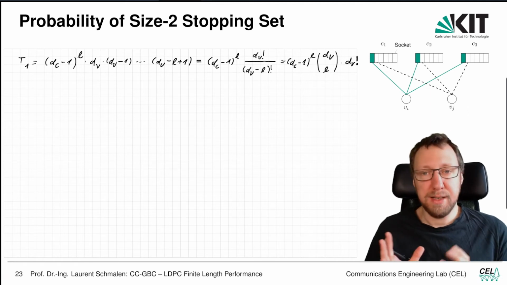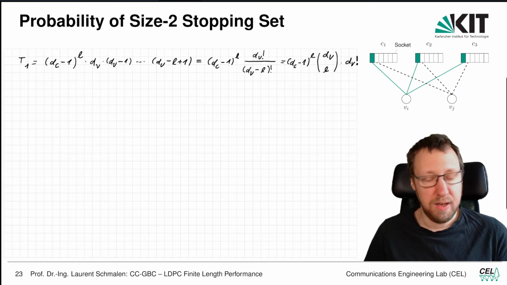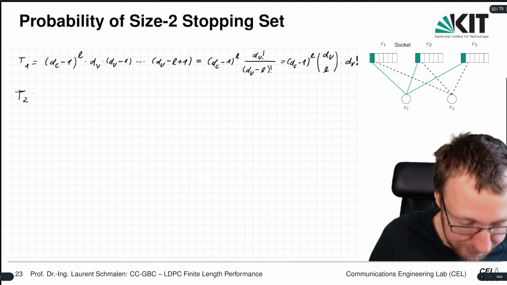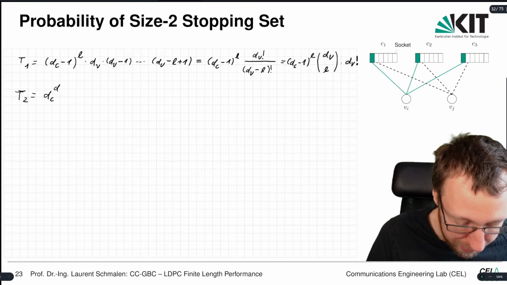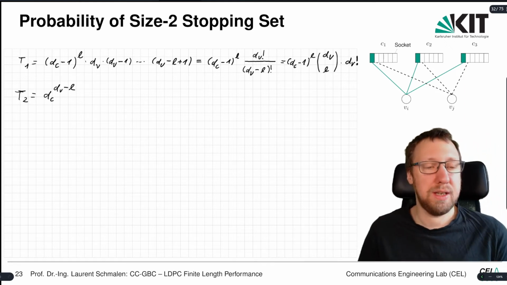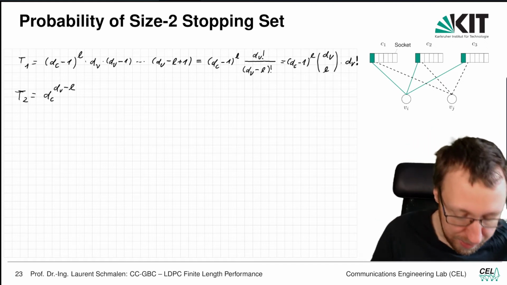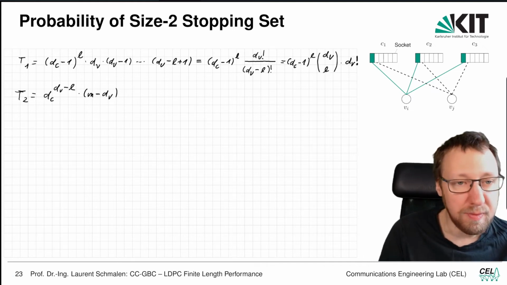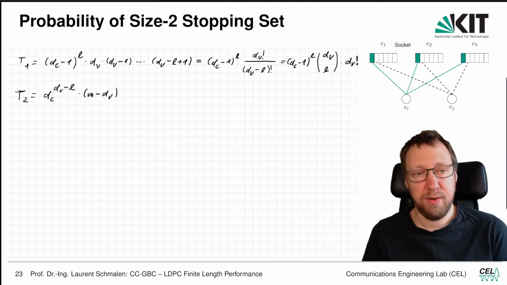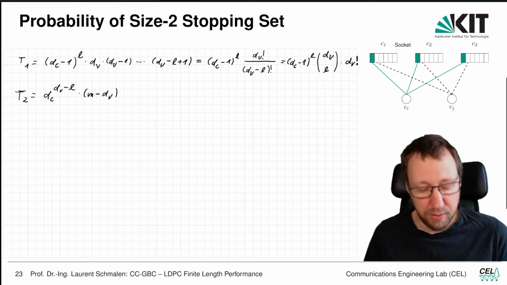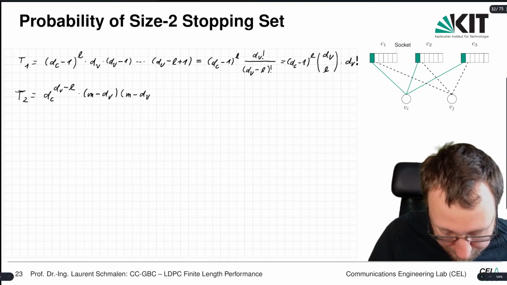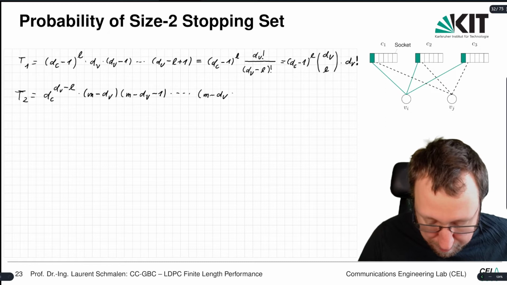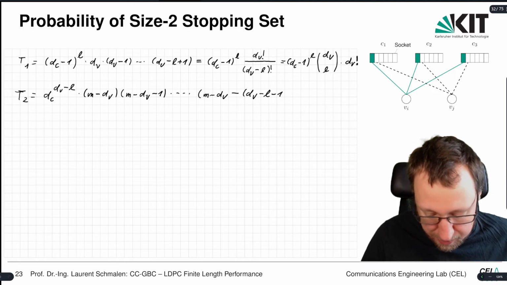So we have a nice and complex expression for T1. Now we look at T2. So T2 is equal to dc to the power dv minus l. That's the number of options for the sockets from which we can choose, times m minus dv, the number of check nodes from which we can choose. So for the first edge, we can choose from m minus dv check nodes. For the second, we have m minus dv minus 1, up to m minus dv minus (dv minus l minus 1).